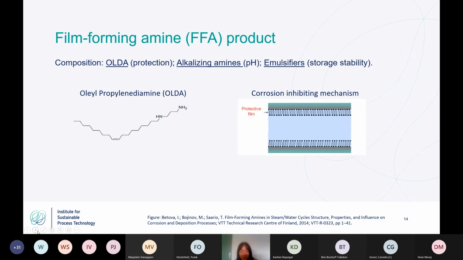And on the right side, it's the mechanism of the film forming. So these compounds create a film on the inner surface of the whole system, and create a barrier between the metal surface and the steam inside to prevent corrosion. And normally in commercial products, besides film-forming amine, there are also other components in the product. For example, in the product we are using in this plant, there are alkalizing amines to adjust pH, also emulsifiers to maintain the storage stability of the mixture. Next one, please.